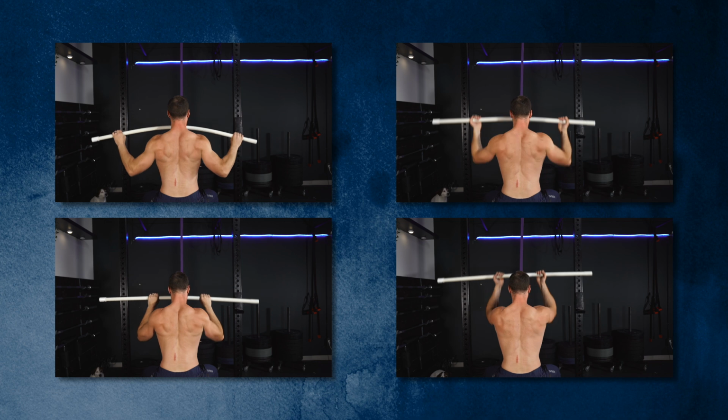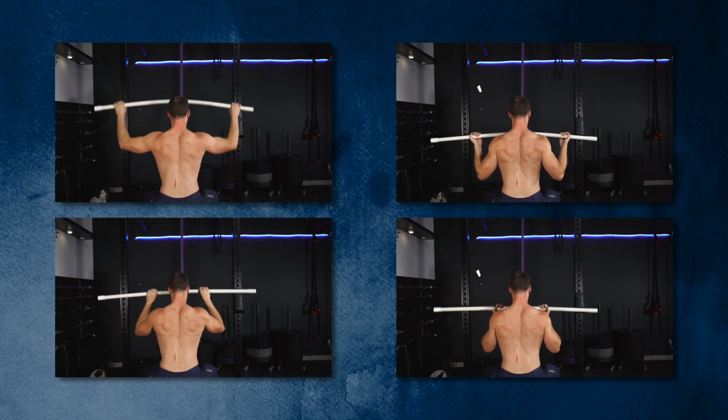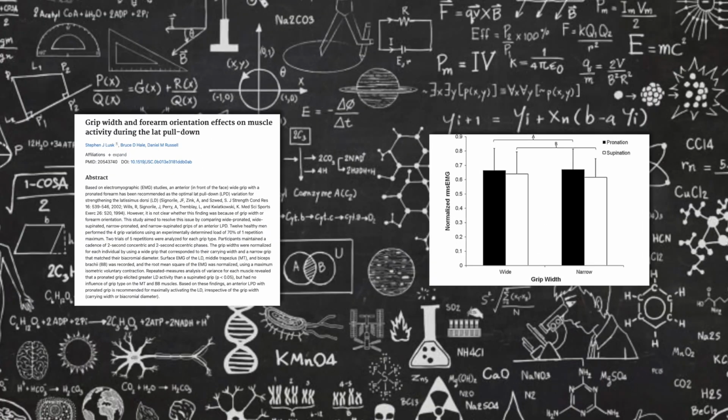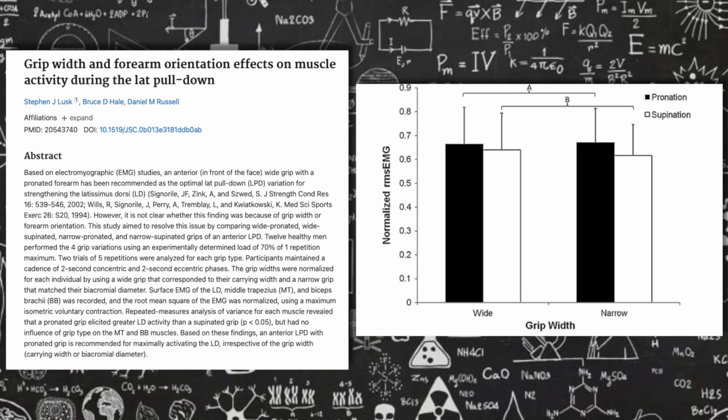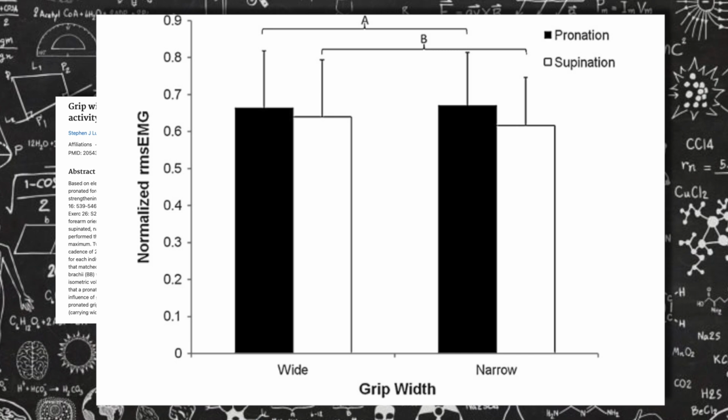Well, Lusk et al. tested a wide and narrow grip similar to the Anderson study, but they also incorporated pronated and supinated grips for each. Just like the Anderson study, they saw similar lat recruitment between a wide and narrow grip, but they saw that using an overhand grip resulted in significantly more activation than the supinated grip.